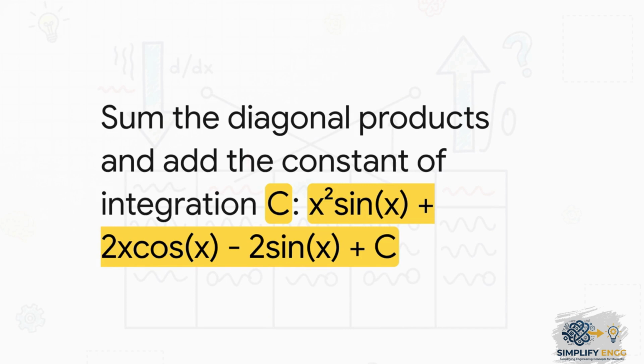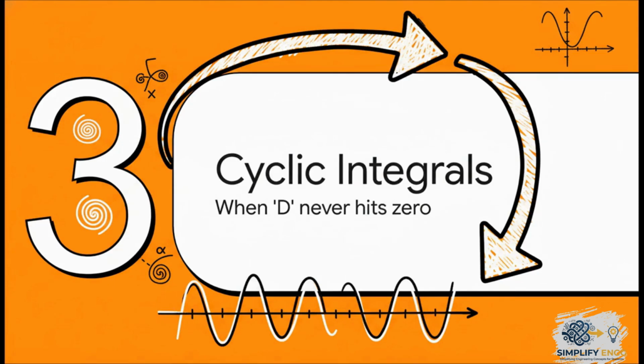And our last diagonal is plus 2 times negative sine of x. String them all together, don't forget your plus C, and there it is. That's your answer. Look at that. No messy algebra, just a perfectly clean solution. Okay, that worked perfectly. But you might be wondering, what happens if that D column never hits 0? Well, that's a great question. That's what we call a cyclic integral, and it just needs one little tweak to our method.